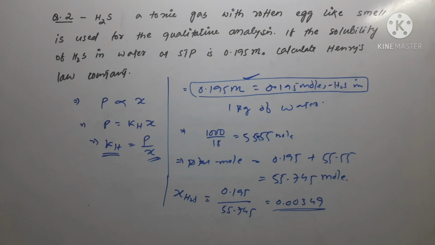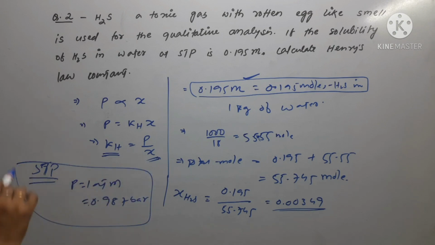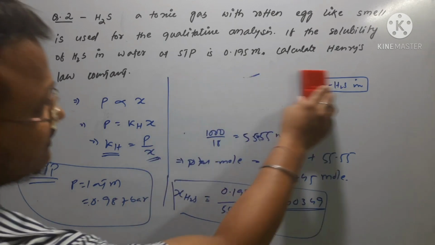Now, it says all these things are taking place at STP, right? So at STP, what do we know? Pressure equals 1 atm, which is equal to 0.987 bar, isn't it? Now what do you do? You have got the pressure, and you have got the mole fraction of H2S gas also. Now you can easily find out the Henry law constant from here, right guys?